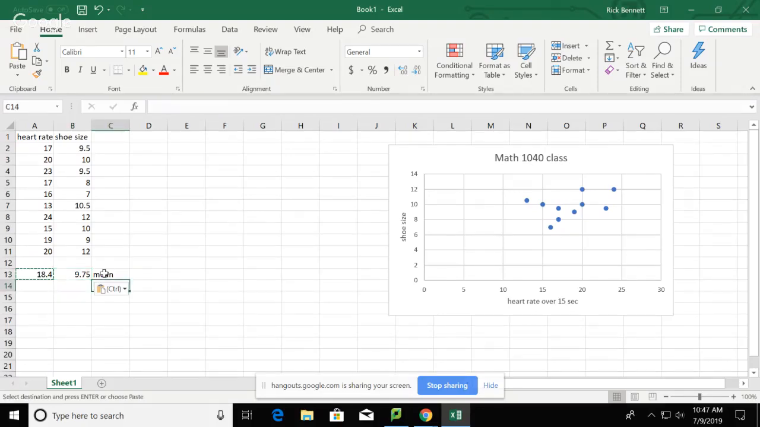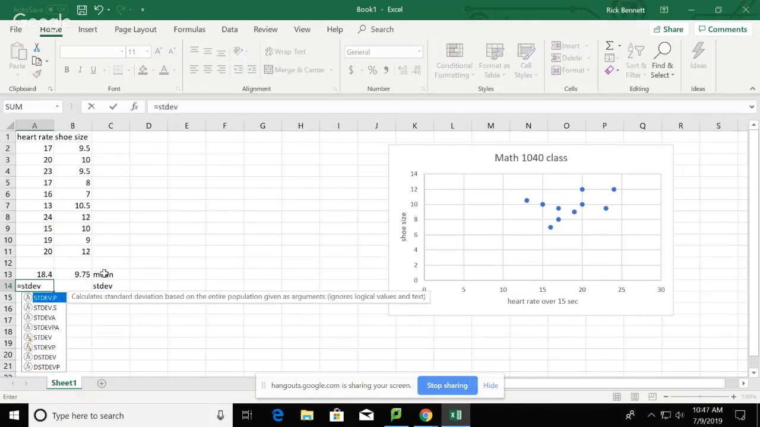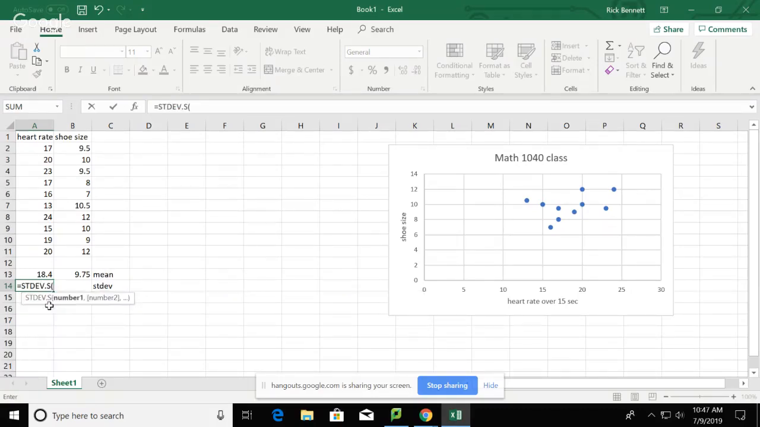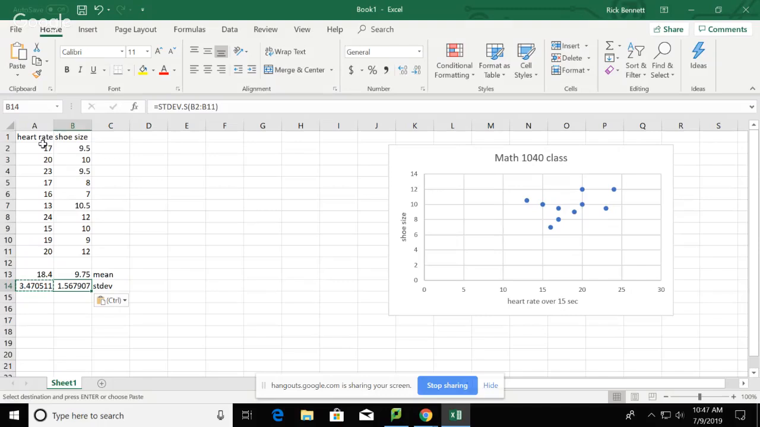Okay? Do you remember how to find the standard deviation quickly and easily? I won't make you do this by hand again since we put it on the last test. Equals STDEV.S. Okay, this one has to be dot S. So the heart rate standard deviation is about 3.5 beats. What is standard deviation? STDEV. Okay. All right, so I found my mean and my standard deviation.